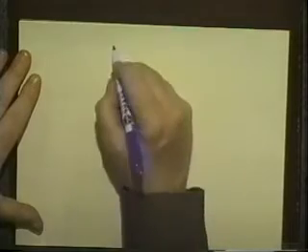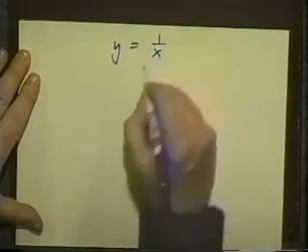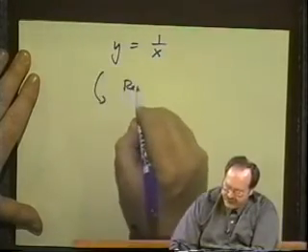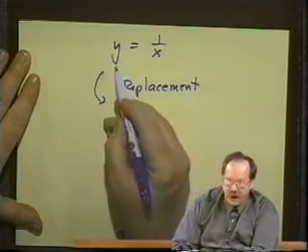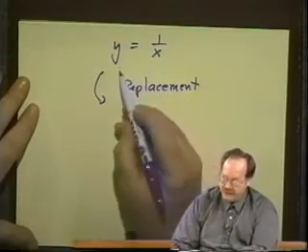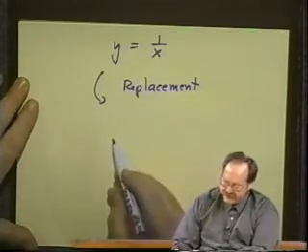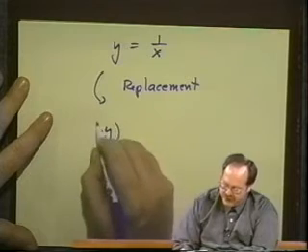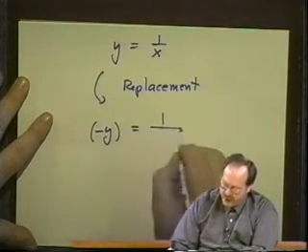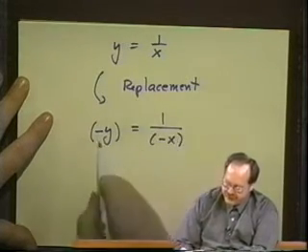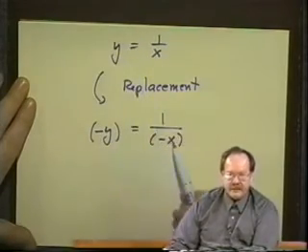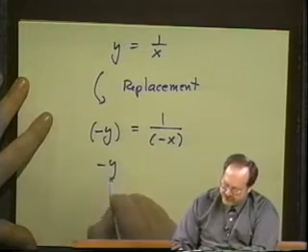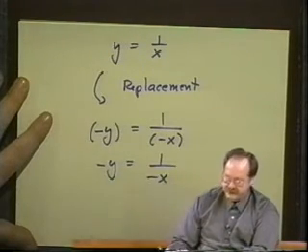But let me go ahead and discuss its symmetry with respect to the origin, y equals 1 over x. I want to do the replacement now. And the replacement is to replace both y and x by minus y, and minus x, respectively. So I'll put a minus y here equals 1 over minus x. I just put the parentheses in to make sure you're clear that I'm replacing the x and y by their negatives. So I have minus y equals 1 over minus x.